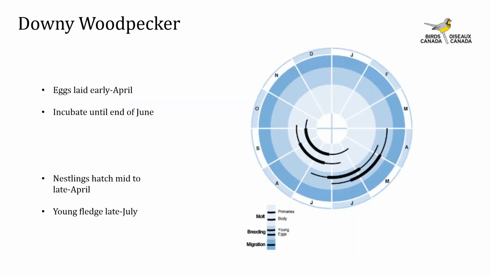The downy woodpecker is another non-migratory woodpecker. They begin laying their eggs in early April and continue incubating until the end of June. The young hatch as early as mid to late April, and then will fledge from the nest in late July.